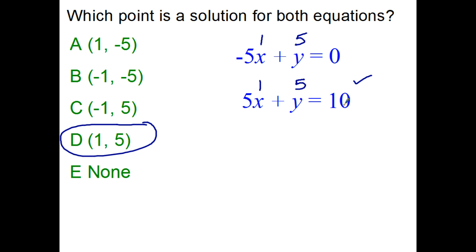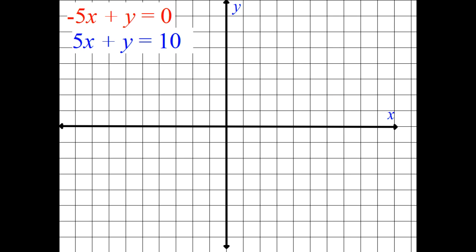What does it mean when we have a solution here? It means this point is on both of these lines, okay? In fact, it's where these lines are going to intersect. So this solution, where x is 1 and y is 5, works for both of these, okay? It's a point on both lines. All right, so let's take a look at what this looks like, okay?